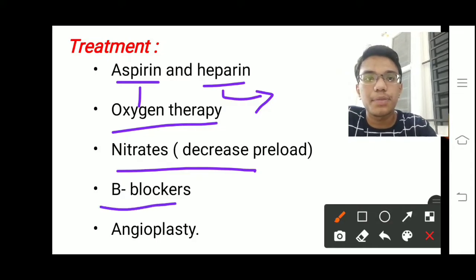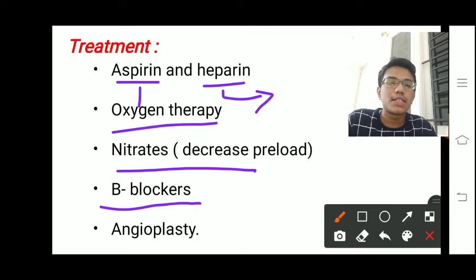And one more is the beta blockers. If you give beta blockers, what it does is it will reduce the heart rate, and then the demand of the heart is also reduced. In this way, you can calm the heart. You are calming the heart, you are consoling the heart to keep quiet.